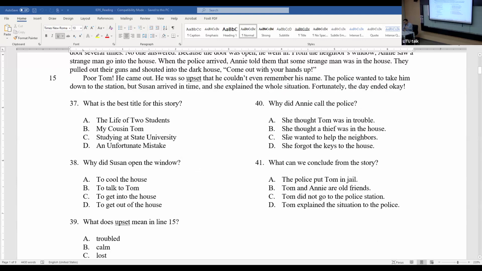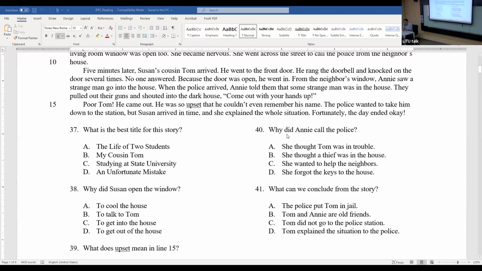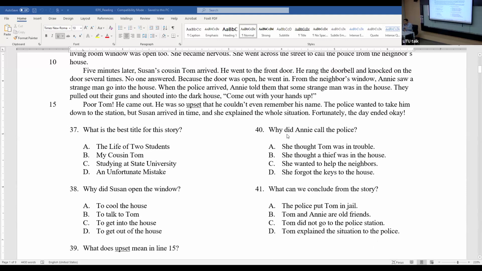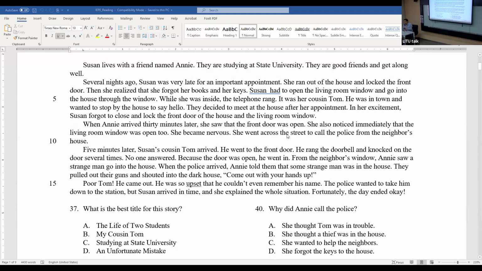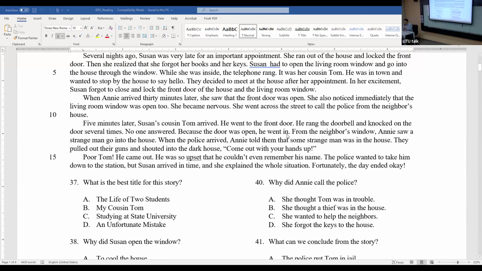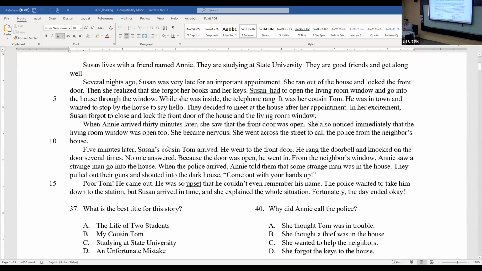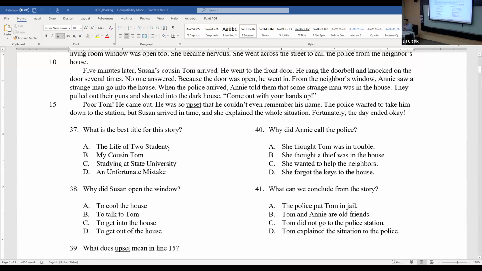So I would go for no for this item, but I think say yes for 38. How do you answer item 38? Why did Susan open the window? Can the answer be found directly from the passage? Where is the answer? Oh, she forgot to... The answer for 38 is C, to get into the house, right?